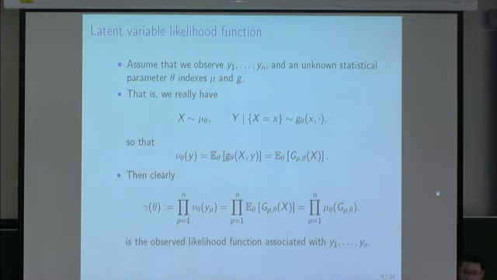Okay? So assume now that we've observed y1 up to y little n, and we have some unknown statistical parameter theta that we want to infer. I'm not going to do it for the rest of the talk, but basically mu is indexed by some theta and g is indexed by some theta, so that essentially this nu of y can also be indexed by theta, and all of these expectations are indexed by theta. Okay? So whereas normally I will just write gamma, you can really think of gamma as a function of theta, which is an appropriate product of expectations.